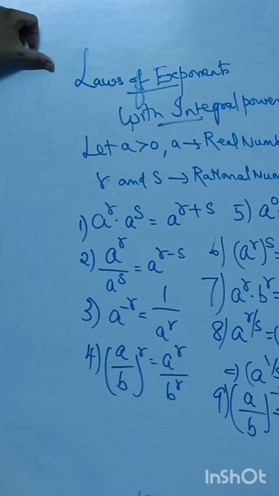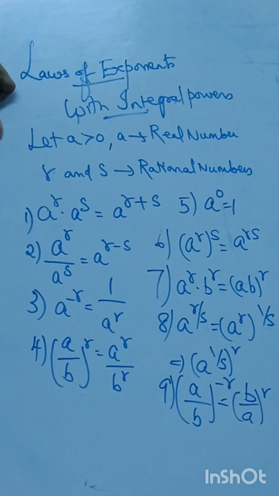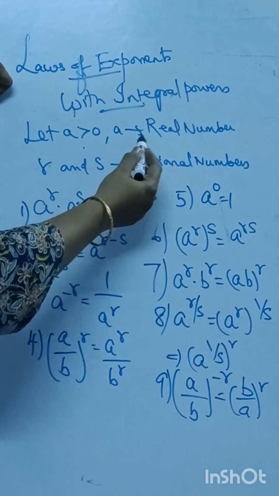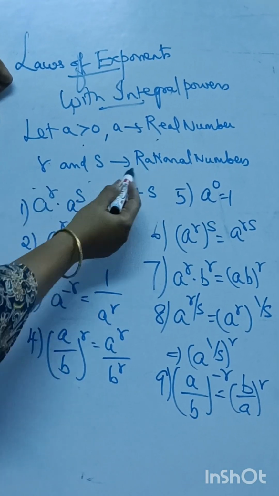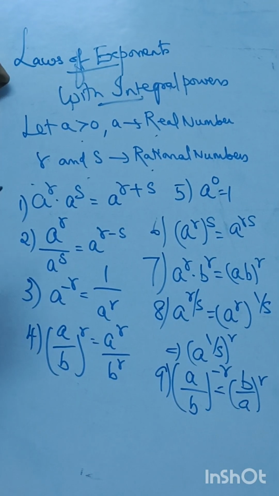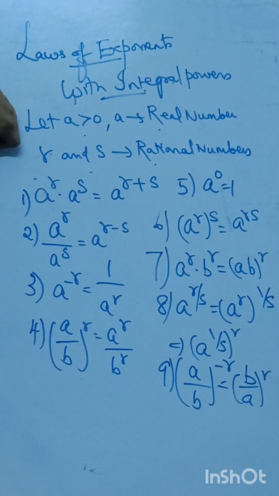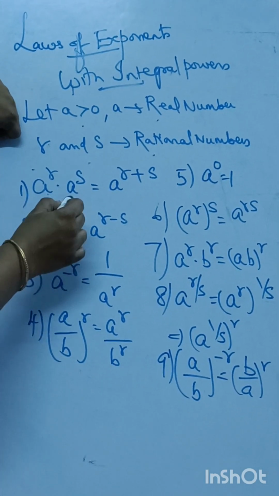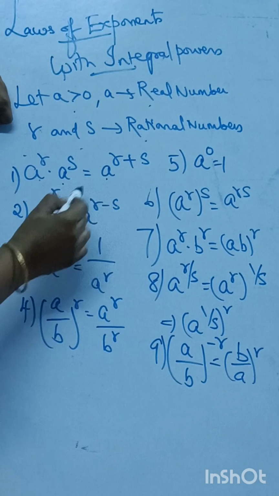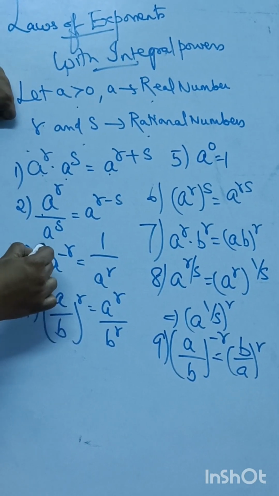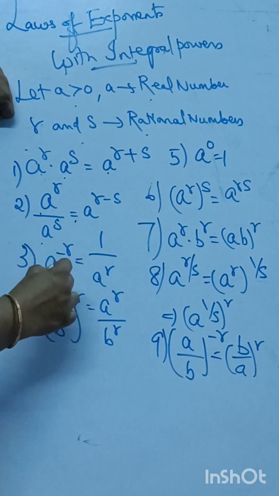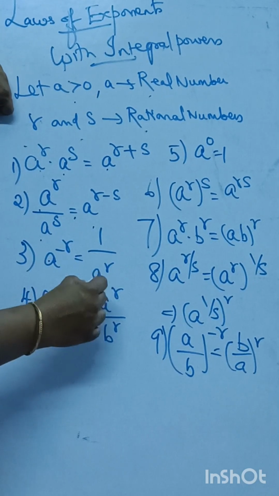Today we will see laws of exponents with integral powers. Let a be greater than 0, a a real number, and r and s rational numbers. We have to be very thorough with these formulas. That is, a^r times a^s is equal to a^(r+s). a^r divided by a^s is equal to a^(r-s). a^(-r) is equal to 1 by a^r.